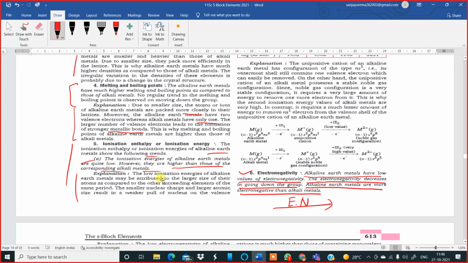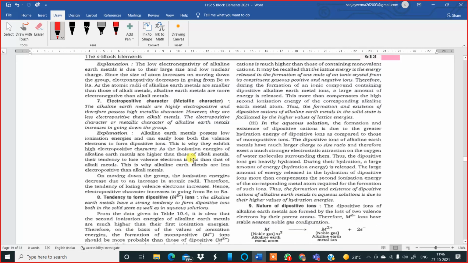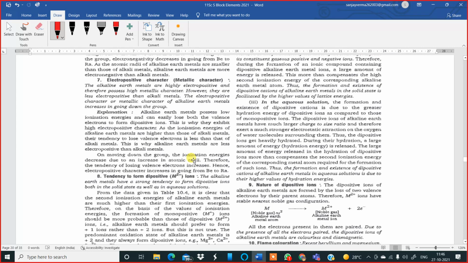Okay. Then moving further to page 613 now, the electropositive character, which is metallic nature. The alkaline earth metals are highly electropositive and therefore possess high metallic character. However, they are less electropositive than alkali metals. The electropositive character or metallic character of the metals increases in going down the group because the size is becoming bigger, and in the valence shell the number of electrons is more as compared to the alkali metals.